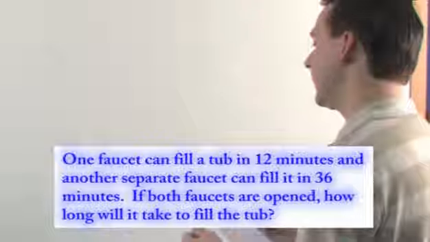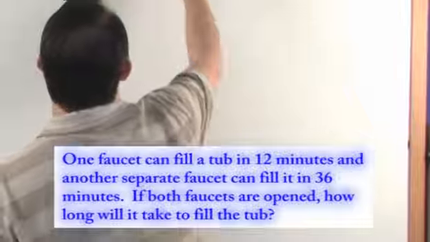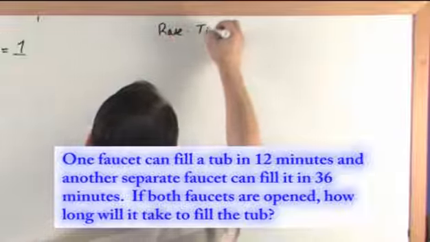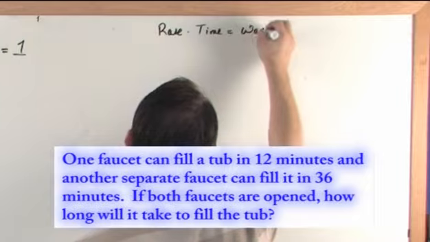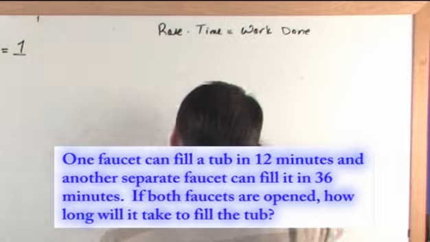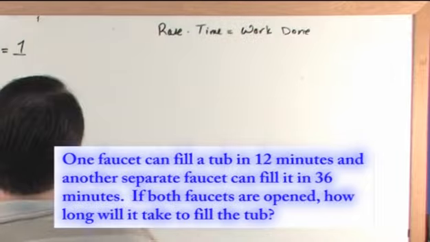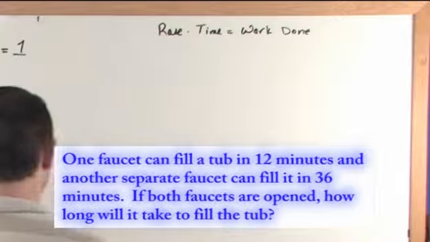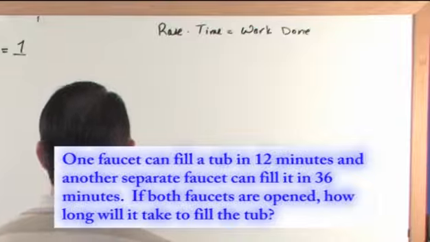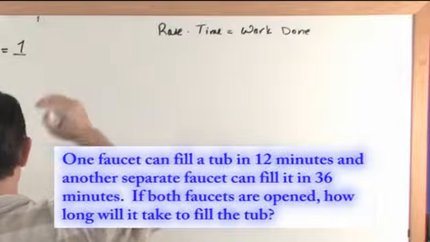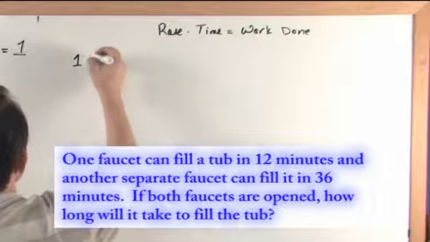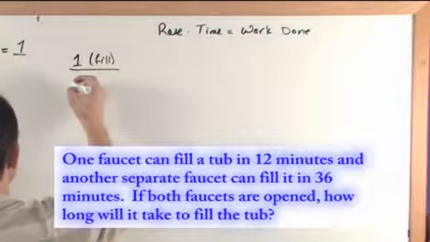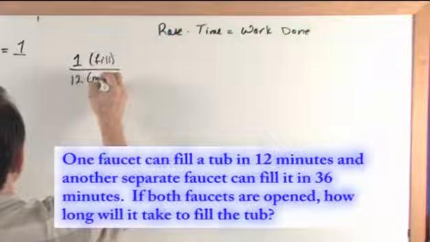So this problem again involves work. So don't forget that the rate times the time is equal to the work done. In this case, the work is not mowing the grass or painting the fence. This is filling a bathtub. Okay? So let's write an equation in terms of work done by these two things. The first faucet, faucet A, can fill one tub. So I'm going to put, it can do one fill of a tub in 12 minutes.